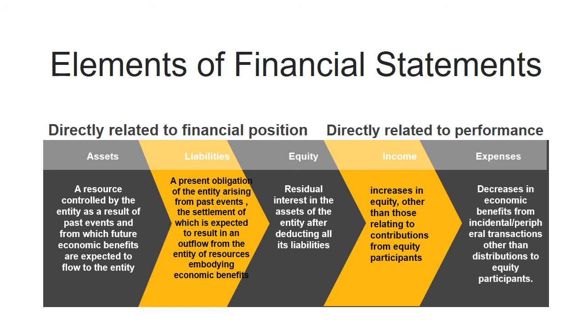Expenses: decreases in economic benefits other than distributions to equity participants. So other than those distribution at those withdrawal or equity distribution to participants. So decreases in economic benefits, those costs na na-incur na entity. Examples of expense: rent expense, interest expense, water bills, electricity bills. So those are examples of expenses.